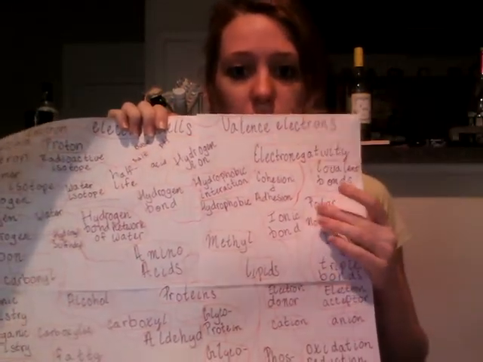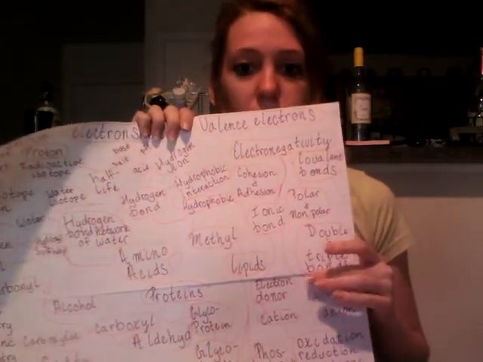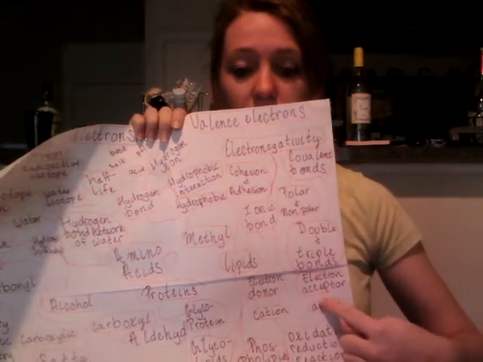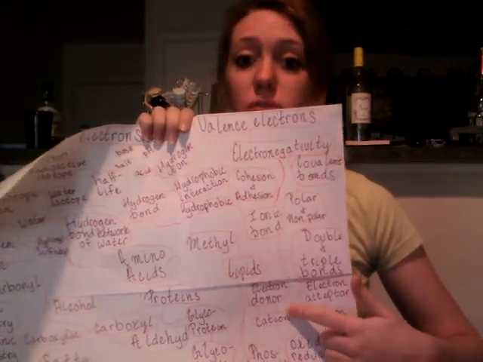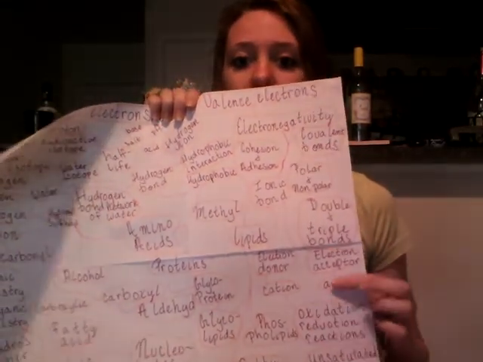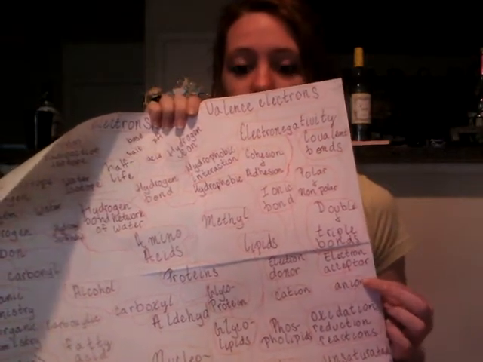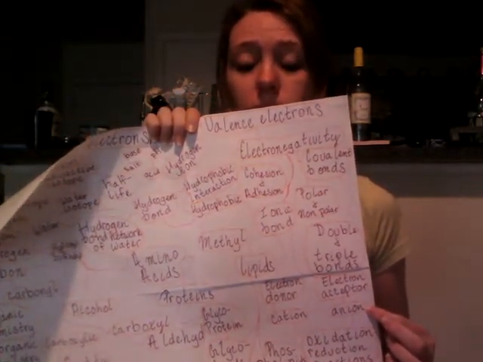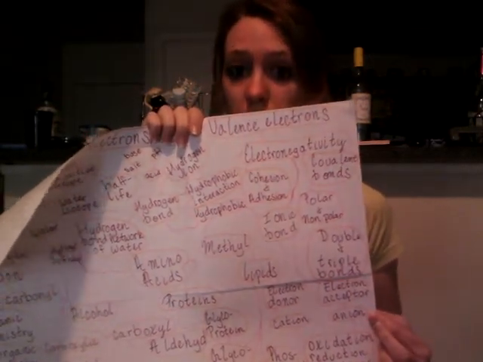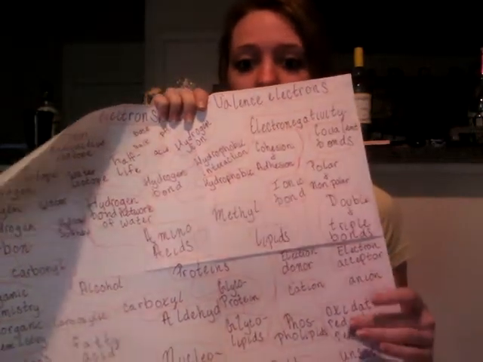So in the ionic bond, you'll have an electron donor and an electron acceptor. The electron donor is the one that gives up the electron, the acceptor is the one that takes it. And this causes cations and anions. Anions are negatively charged ions. And then cations are positively charged ions.